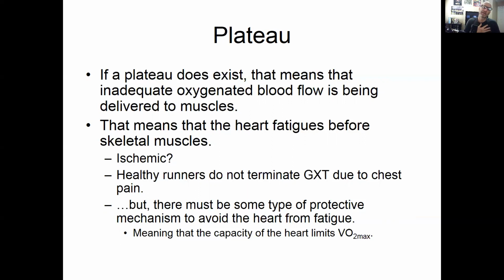And in a heart attack, we have myocardial ischemia. Myocardial muscle, heart muscle, is not getting enough oxygen. And typically that's not a good thing. Healthy runners do not terminate graded exercise tests due to chest pain. You don't get that cramp in the heart and say, oh, my heart's hurting, I'm going to stop the graded exercise test. Not in healthy runners.